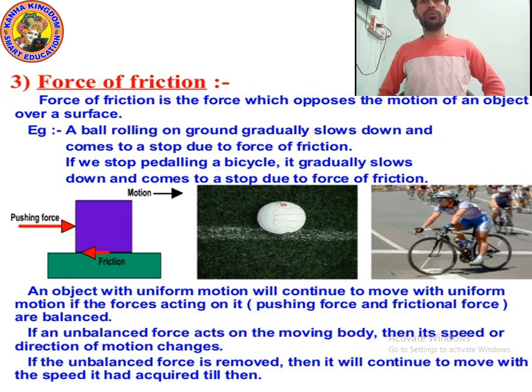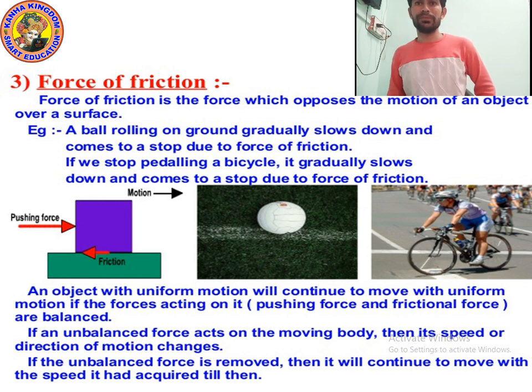So an object with uniform motion will continue to move with uniform motion if the force acting on it, pushing or pulling, and the friction force are balanced. Suppose a force is acting on a body and it is in uniform motion, then it will continue to move, and we can say that the forces are balanced. Means in that condition, the pushing force and friction force are both balanced.